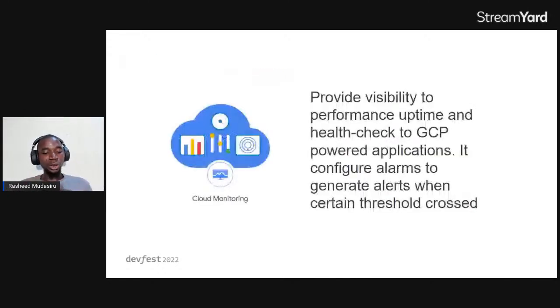Cloud Monitoring is a tool in GCP that helps you check the health of your system and the uptime performance of your system. As well, you can use this tool to configure alarms, generate alerts for your system, and create dashboards to track how well or how badly your system, your application, or the software you are giving to your customer is doing.